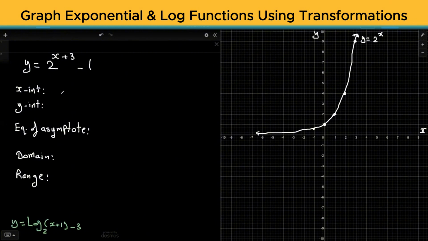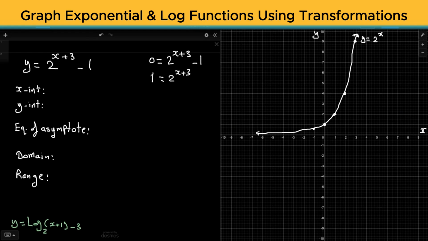Now, I'm going to find the x-intercept first, and then the y-intercept, and then the equation of the asymptote. And after we graph it, we're going to tell what the domain and range is. So here, for the x-intercept, all you need to do is make y 0. I'm just going to do this on the side here. If you make y 0, 0 equals 2 to the power of (x plus 3) minus 1, I'm going to move the negative 1 to this side. So it becomes positive 1 equals 2 to the power of (x plus 3).